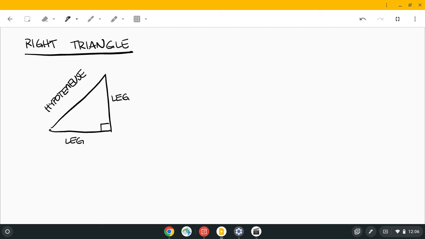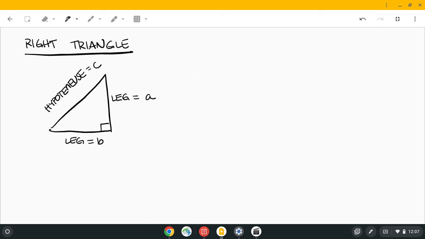Okay? And so what happens is if you have this 90 degree, then if you square the legs and add them, that should equal the hypotenuse squared. So let's go ahead and write that down somehow. Let me call this one A, and I'll call this B, and I'll call this C.